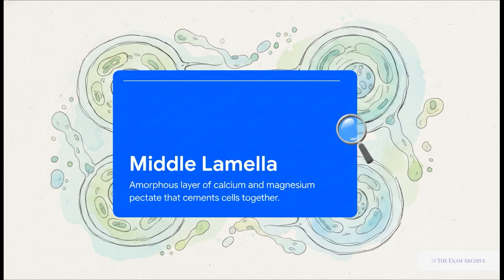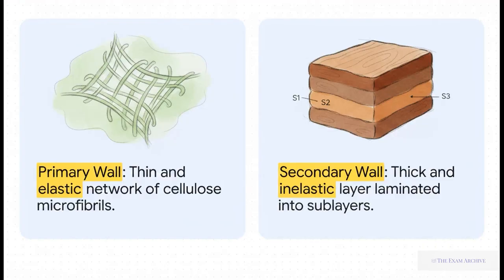So what's this mortar actually made of? Well, it is specifically made of calcium and magnesium pectate. Those pectin compounds act exactly like sticky cement, binding 2 adjacent plant cells tightly together so they can actually form a unified tissue.